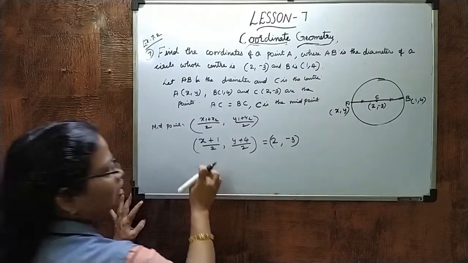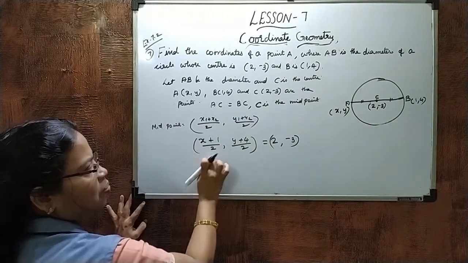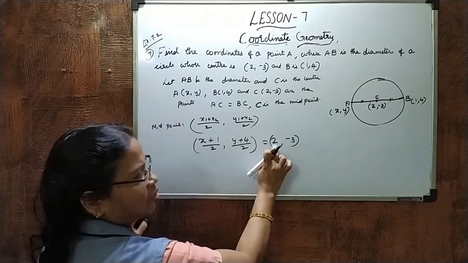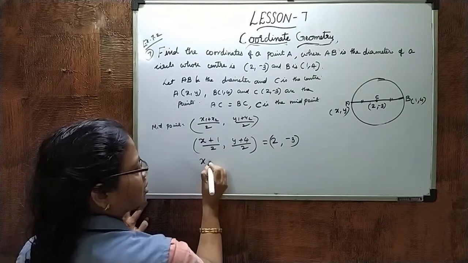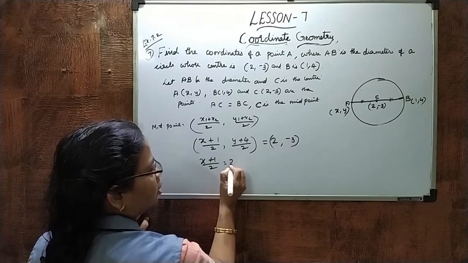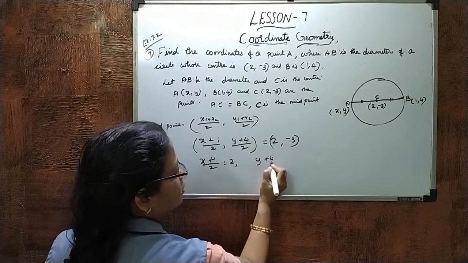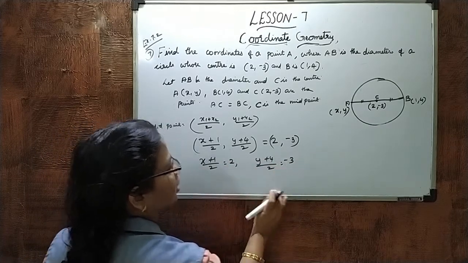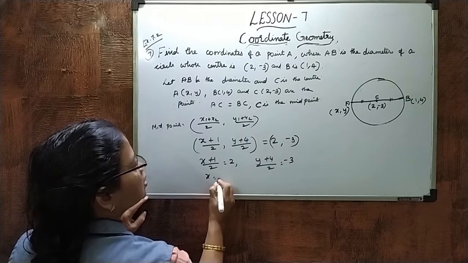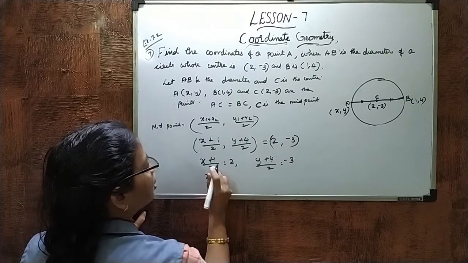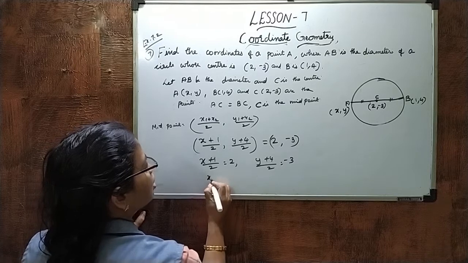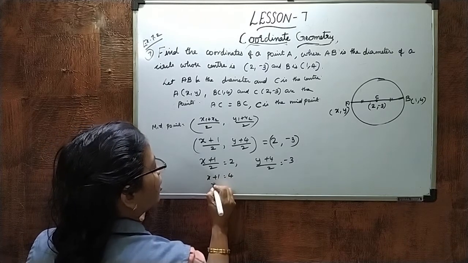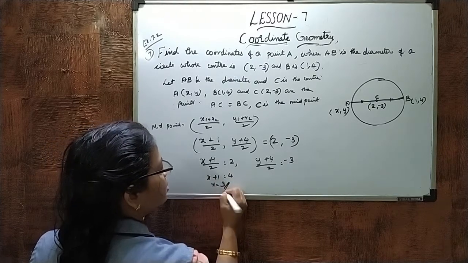This middle point should be equal to here, that is the x coordinates. Middle point of the x coordinate will be equal to the midpoint, right? So it will be x plus 1 divided by 2 equals 2 and y plus 4 divided by 2 equals negative 3. Now x plus 1 equals 4. X is equal to 4 minus 1 equals 3.